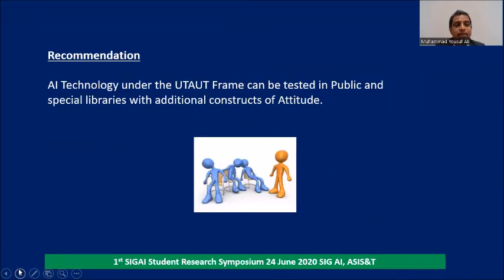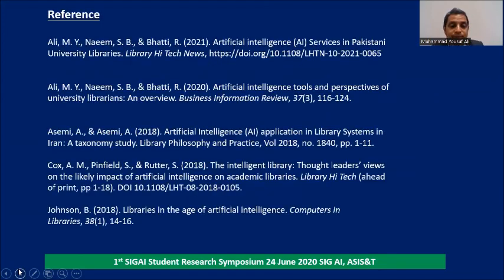As a recommendation, AI technology under the UTAUT framework can be tested in further studies in public and special libraries, with the additional construct of attitude. And these are the references which I used in this presentation.